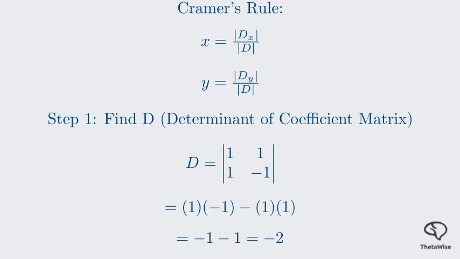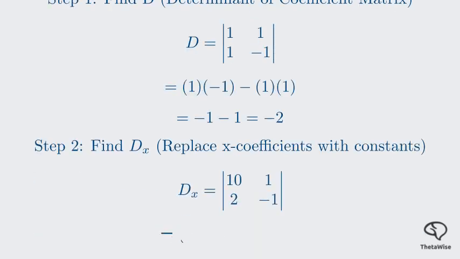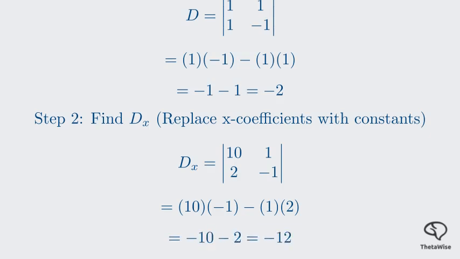Next, we need to find D sub X. This is the determinant of a new matrix. To form this matrix, we take our original coefficient matrix A and replace the first column, the x coefficients, with the constant matrix B. So instead of the column 1, 1, we use the column 10, 2. The second column, the y coefficients, remains the same.